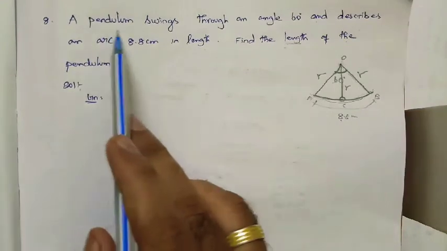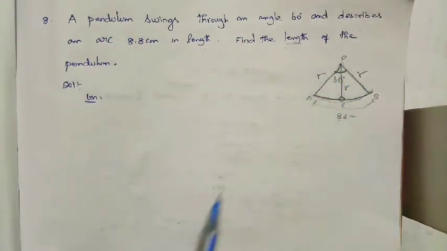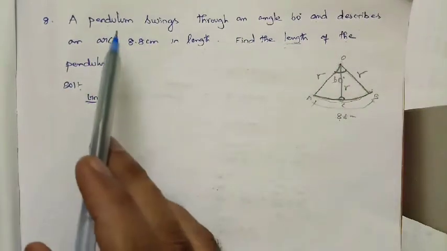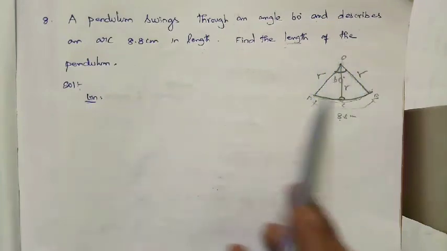See, they didn't talk about anything like sector, segment, circle or semicircle. Simply they have given some instruction: a pendulum swings through an angle of 60 degrees.